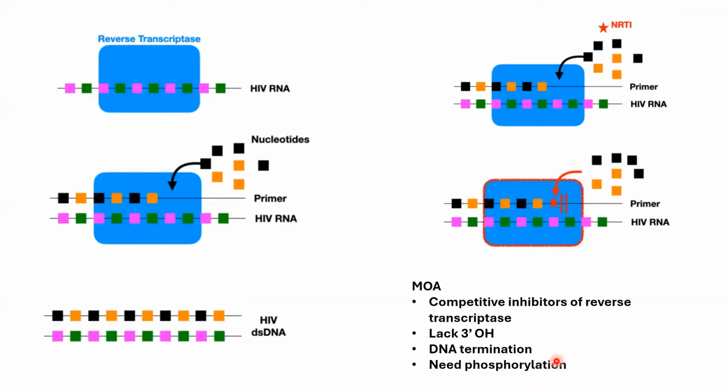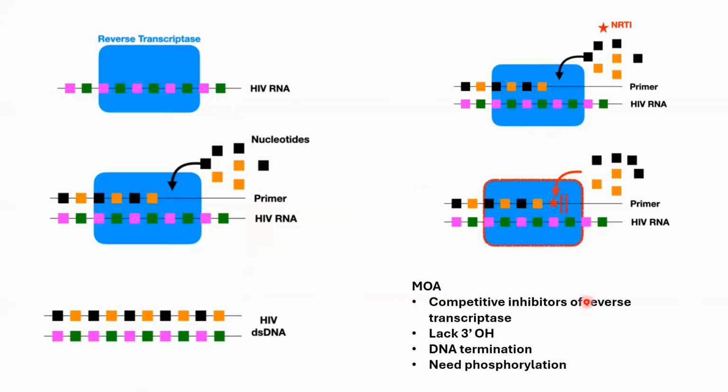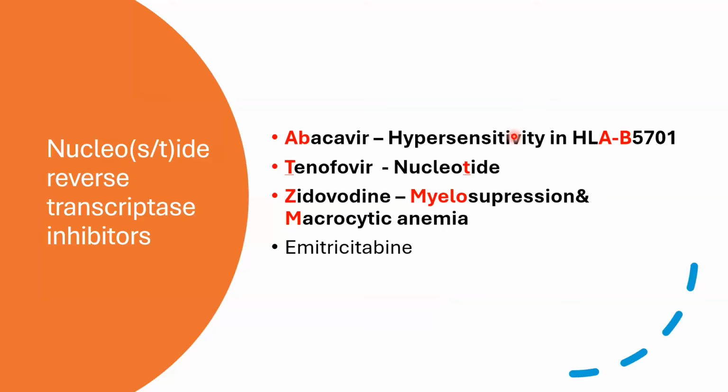However, there is one NRTI that's already a nucleotide, which is the one that starts with a T. So it's very easy to remember that tenofovir is the nucleotide. All the others are nucleoside analogs, or derivatives. So what is the high yield content for NRTIs in exams? It's the mechanism of action, so all of these facts here, and these side effects. So very easy to remember them.